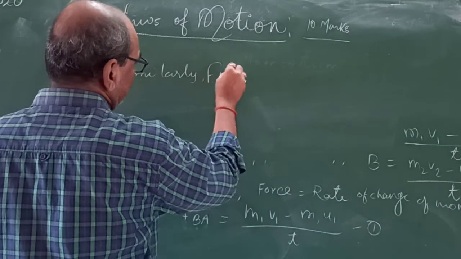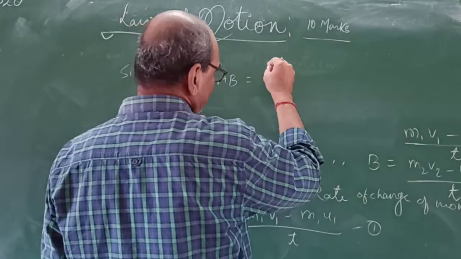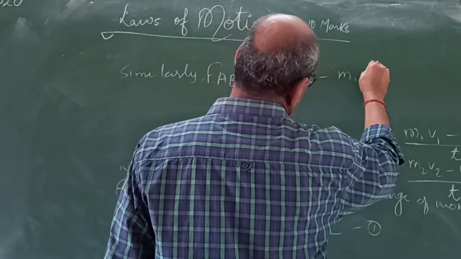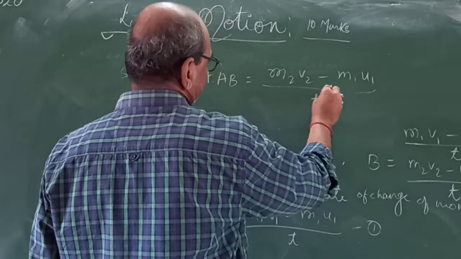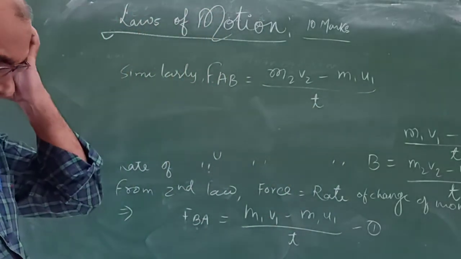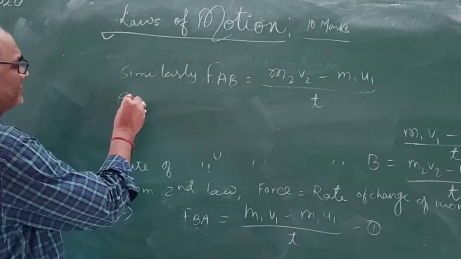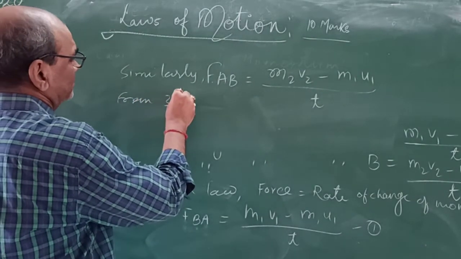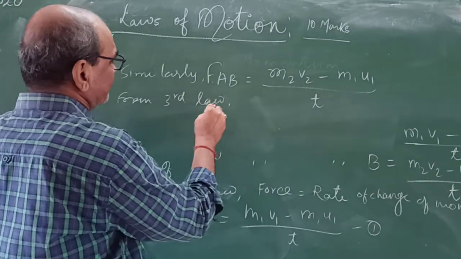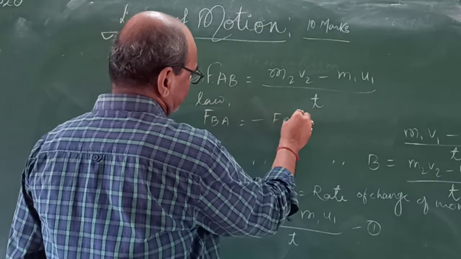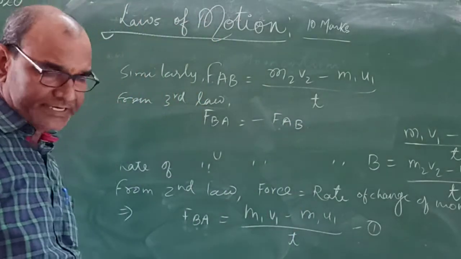Similarly, F_AB is equal to m2 v2 minus m2 u2 divided by t, the force exerted by B on A. From the third law, F_BA is equal to minus F_AB. Putting in these values, we get the result.